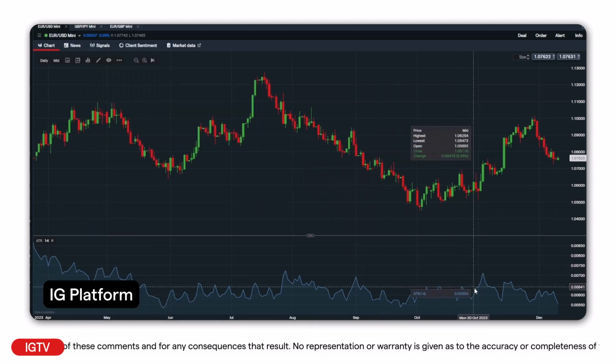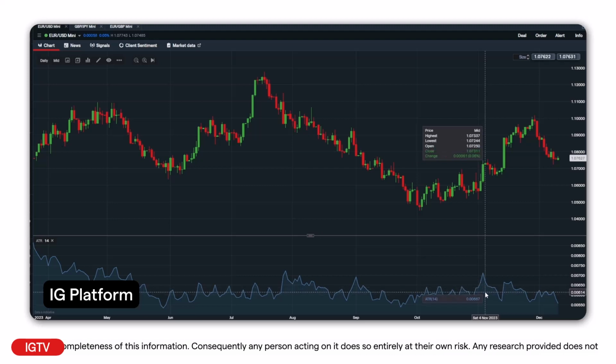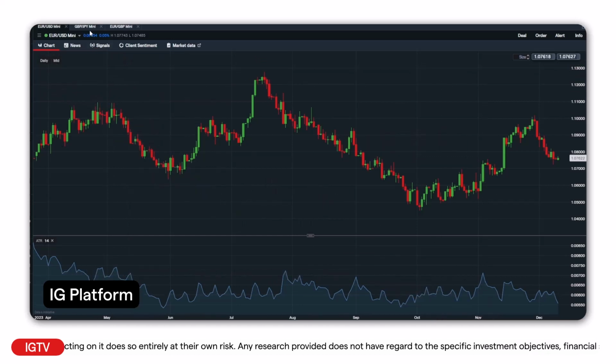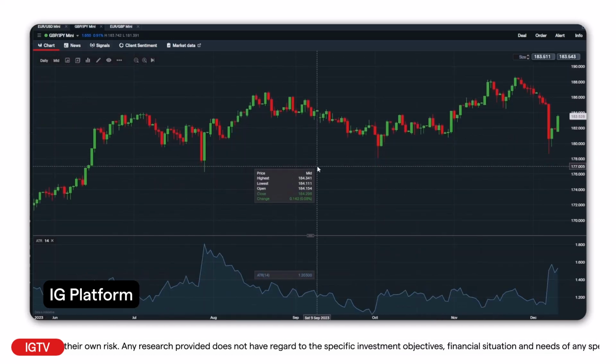Take a look at when it comes to Euro USD. It's an average over 14 periods. This is a daily time frame, so we're talking about the daily ATR, what to expect over the course of a day. And you can see that it's been hovering around 60 points per day is kind of what you can expect. Now I'm going to go ahead and switch over to GBP JPY, one of the most volatile FX pairs that we got out there.